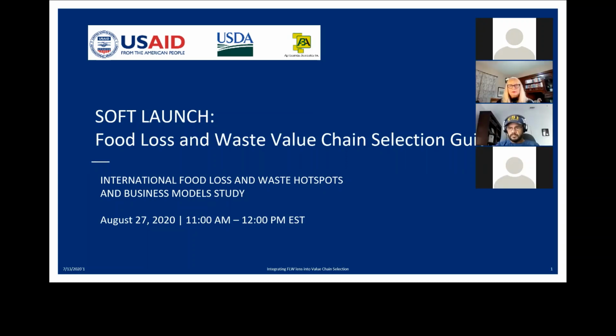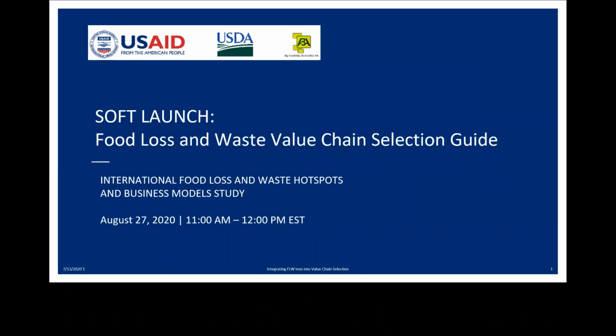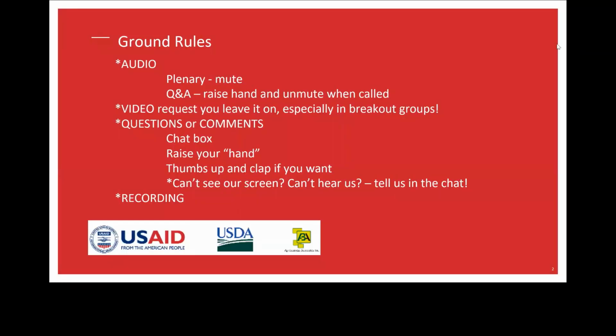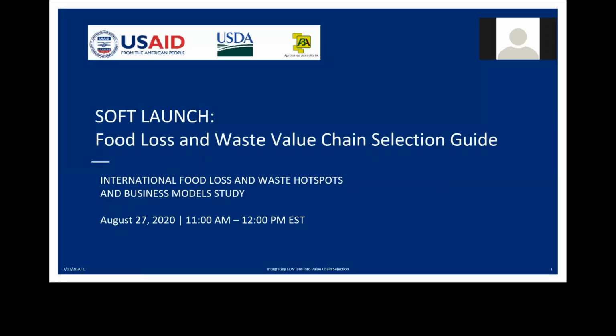The webinar today follows on a previous webinar we had on July 16th called Integrating Food Loss and Waste Lenses into Value Chain Selection. And we are planning to have one more. It's a series of 3 that's associated with this study. Our goals for today are to share the guide with you and to assess applicability to USAID and USDA international programs specifically, and looking at how we're making investment decisions and integrating food loss and waste into our work.